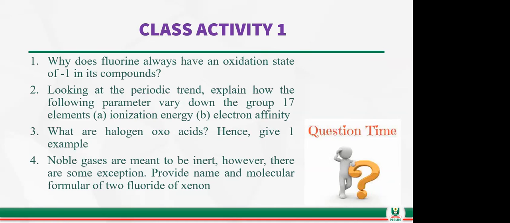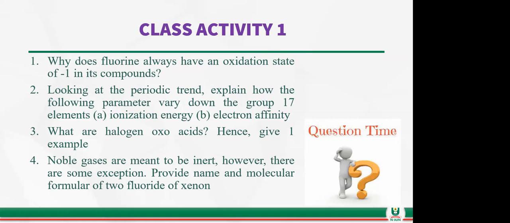What are halogen oxoacids? Halogen oxoacids, we have said, are acid compounds that have hydrogen, halogen, and oxygen within. If I have to give an example, you already know hypochlorous acid is there. You have HOCl, we have HClO2, we have HClO3, we have HClO4, we have HOBr, hypobromous acid.